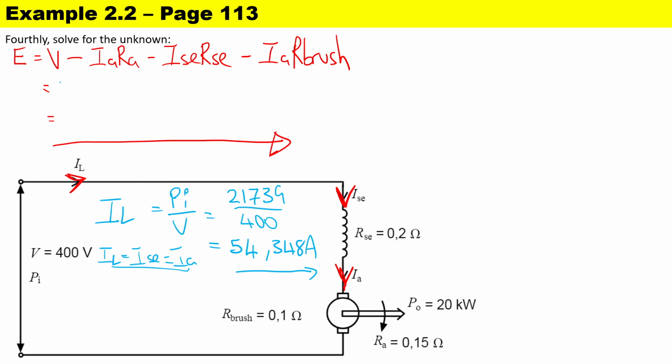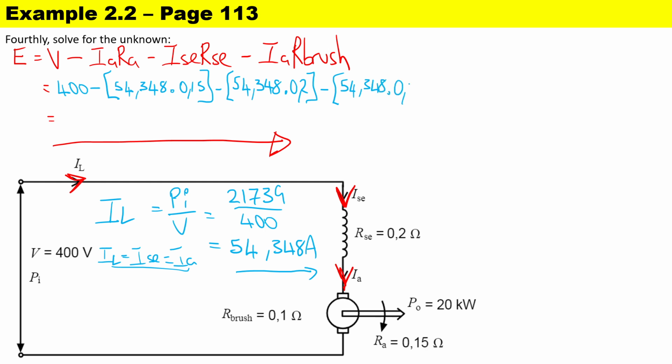We've got our terminal voltage, it is 400 minus IA, which is 54.348 multiplied by the armature resistance of 0.15, subtract the volt drop across the series winding, current stays the same, 54.348 multiplied by the series winding, which is 0.2. Minus the volt drop across the brushes, current stays the same, 54.348 multiplied by R brush, which is 0.1. And then we'll get our generated EMF, which is going to be 375.543 volts.